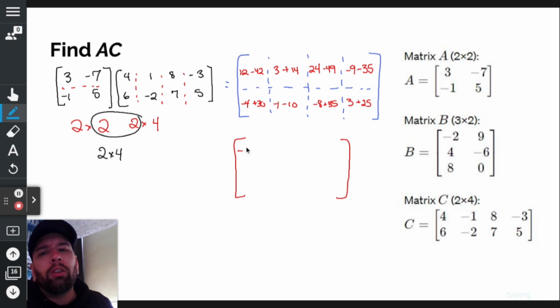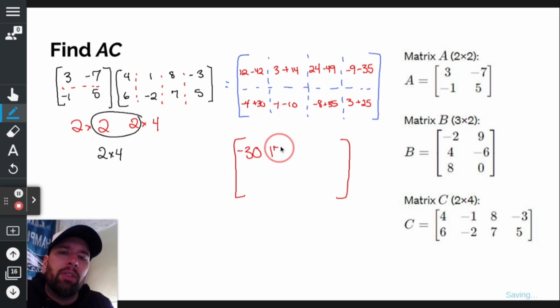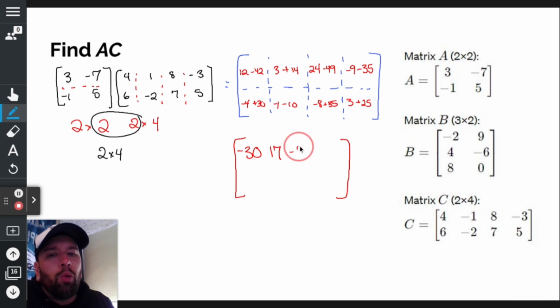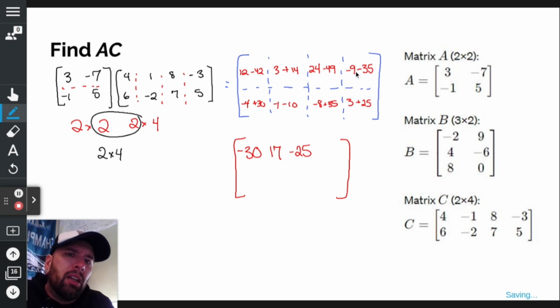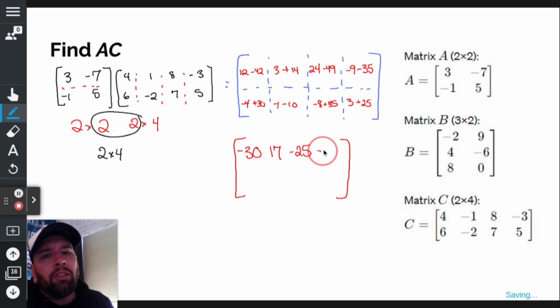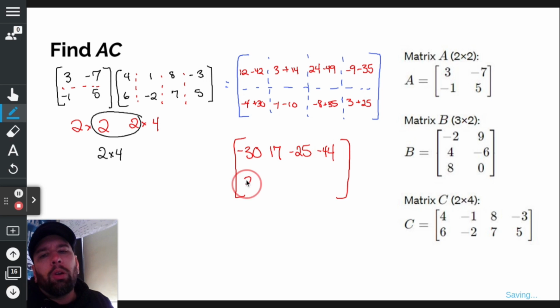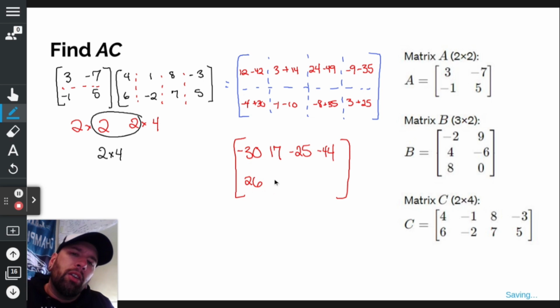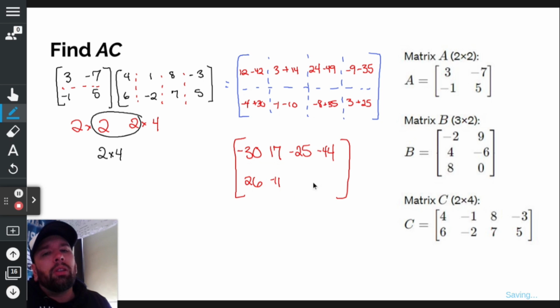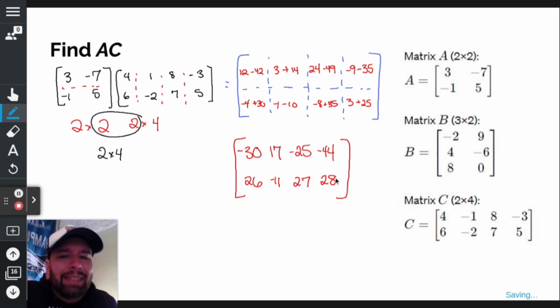12 minus 42 is negative 30. 3 plus 14 is 17. 24 minus 49 is negative 25. Negative 9 minus 35 is negative 44. Negative 4 plus 30 is 26. Negative 1 minus 10 is negative 11. Negative 8 plus 35 is 27. And 3 plus 25 is 28.